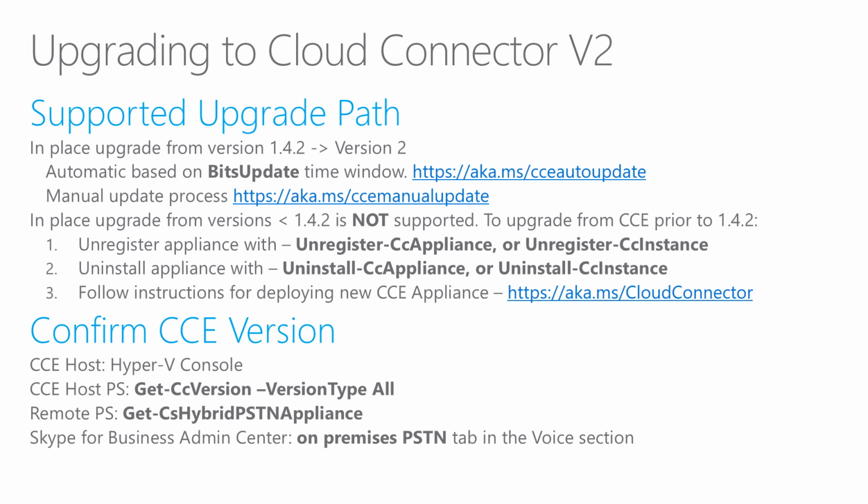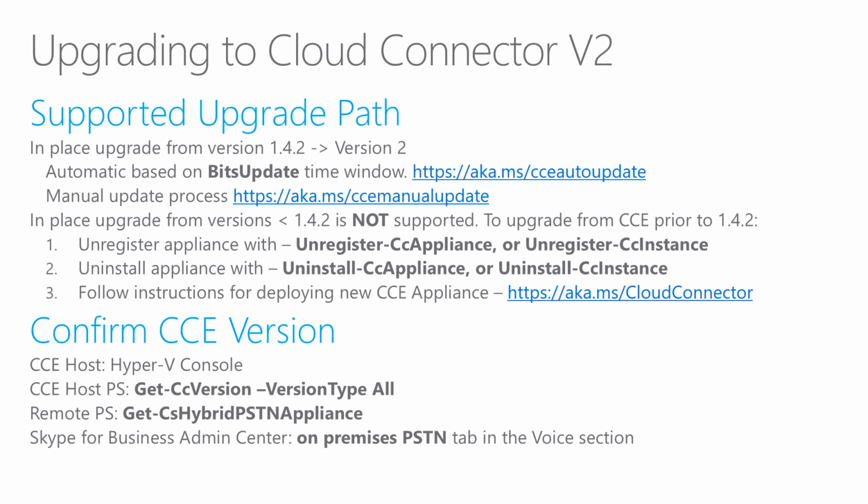In-place upgrades from versions earlier than 1.4.2 are not supported. There have been significant changes and we cannot support builds earlier than 1.4.2 to version 2. In this case, to upgrade, you'll need to first unregister the appliance with Unregister-CcAppliance, or in very early builds use Unregister-CcInstance. Then uninstall the appliance with Uninstall-CcAppliance. And finally, follow the instructions for deploying a new Cloud Connector appliance using our TechNet guidance at aka.ms/CloudConnector.